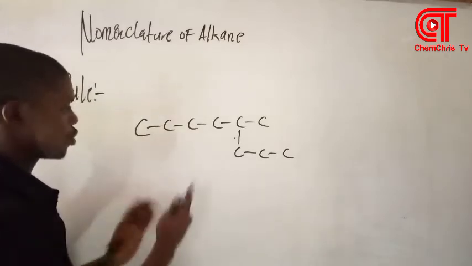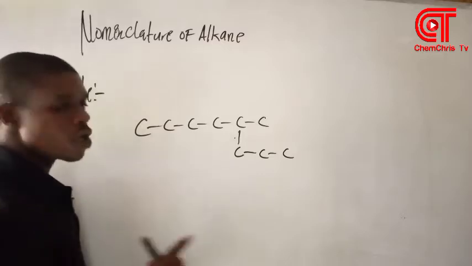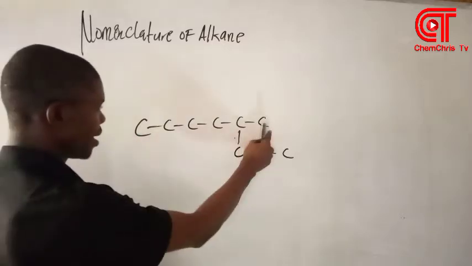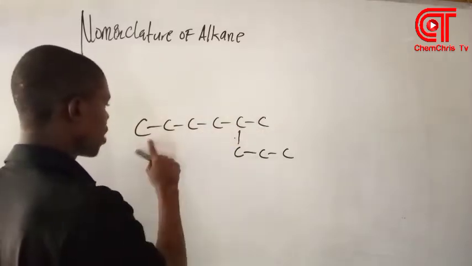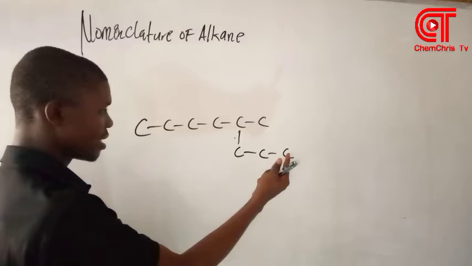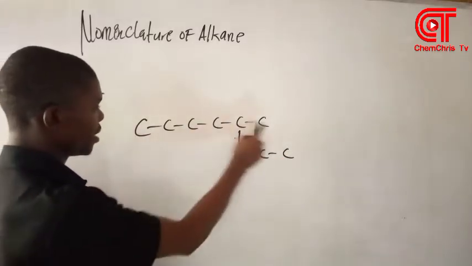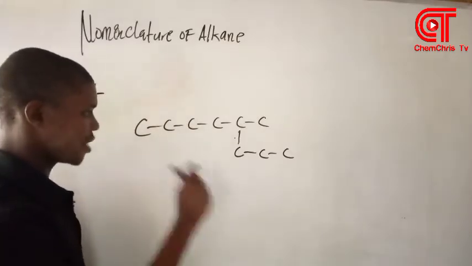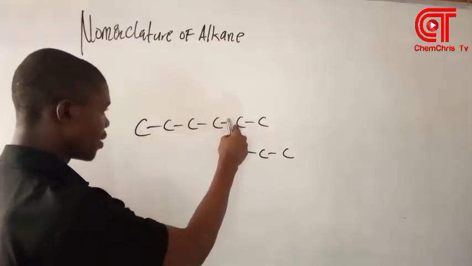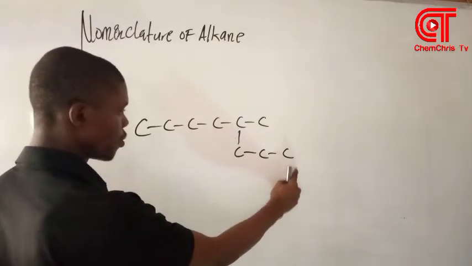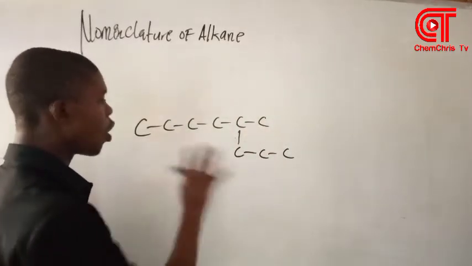Now, if something like this is given to you, how do you identify the longest continuous carbon chain? So many people will just come from here to here and say the longest continuous carbon chain is 1, 2, 3, 4, 5, 6. But you find that they didn't say take the longest continuous straight chain. They say take the longest continuous carbon chain. If you get from here to here, it is continuous. From here, if you move down to here, it is also continuous. From here to here is continuous. So you want to count in all directions.